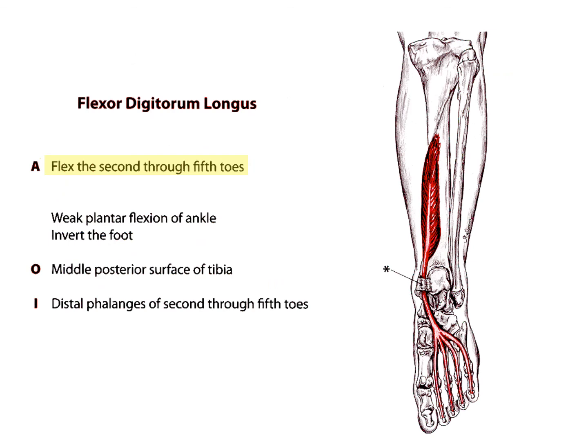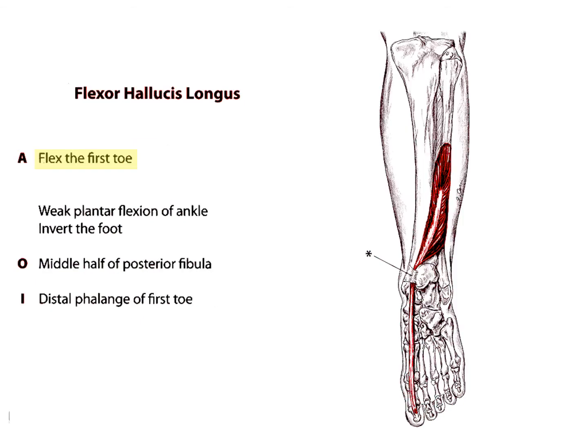The flexor digitorum longus, which was previously shown to assist with ankle plantar flexion and inversion, has the major function to flex the 2nd through 5th toes. The flexor hallucis longus, previously shown to assist with ankle plantar flexion and inversion, has the major function to flex the big toe.